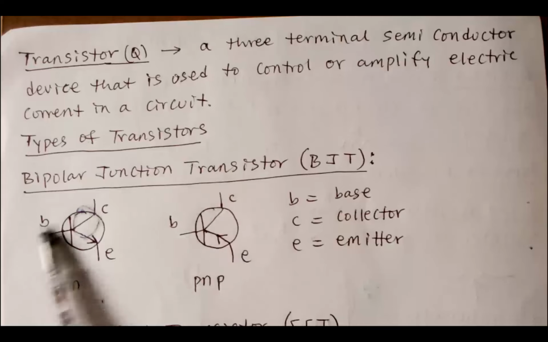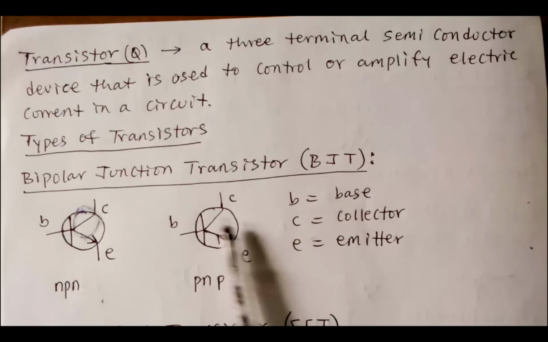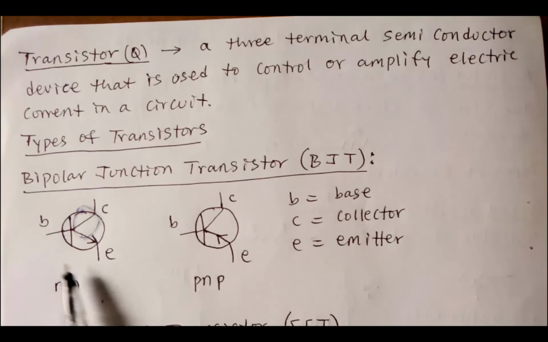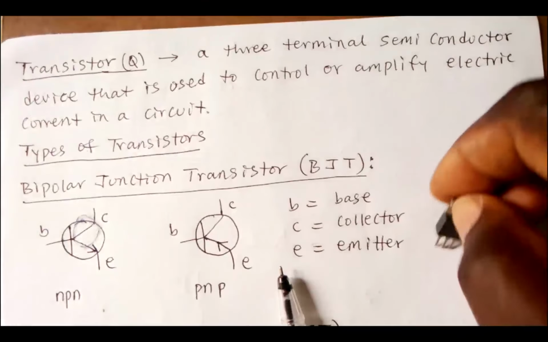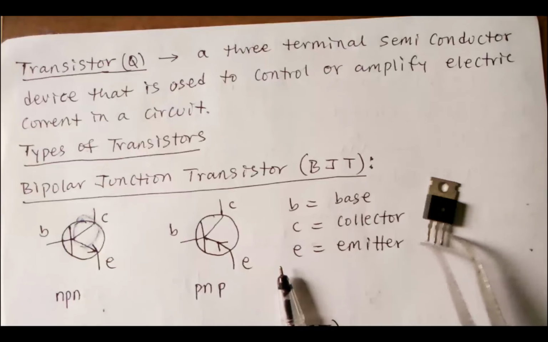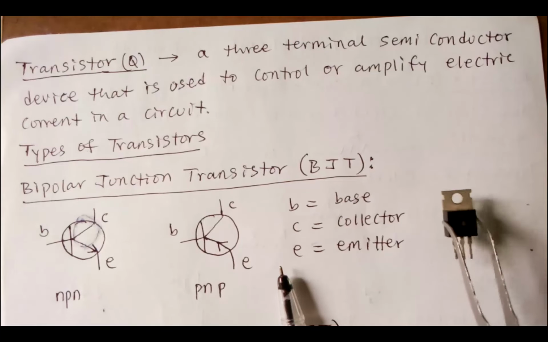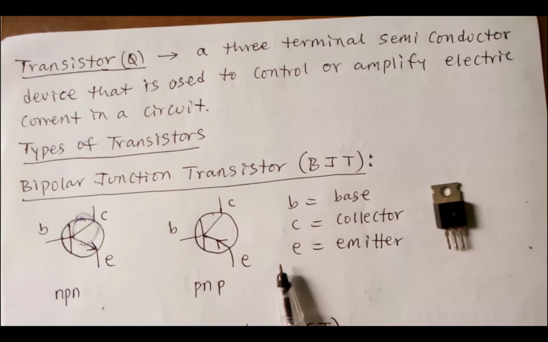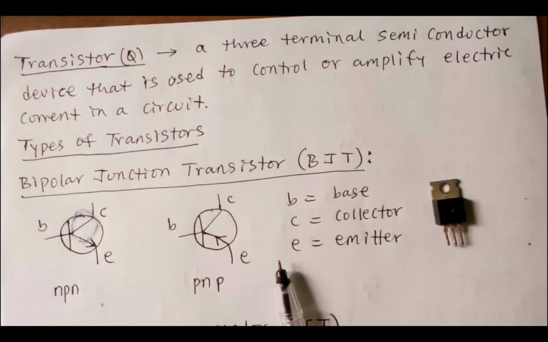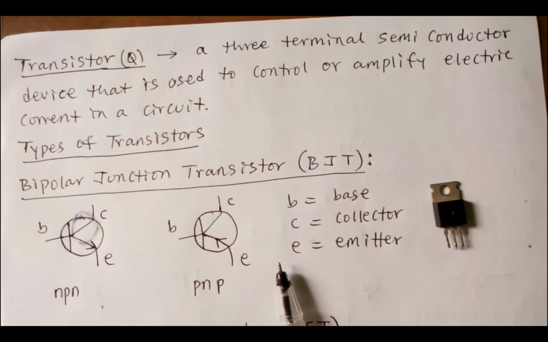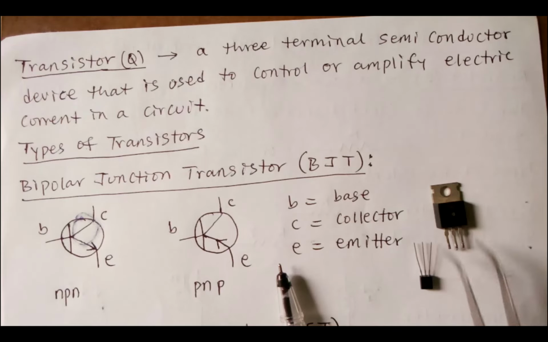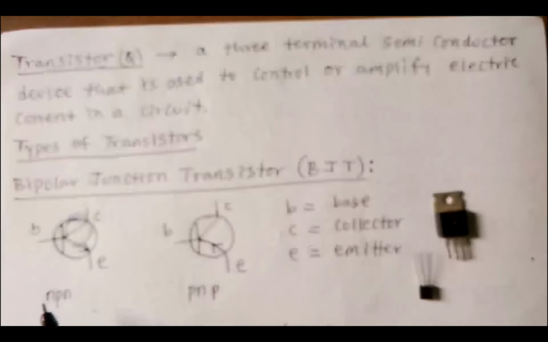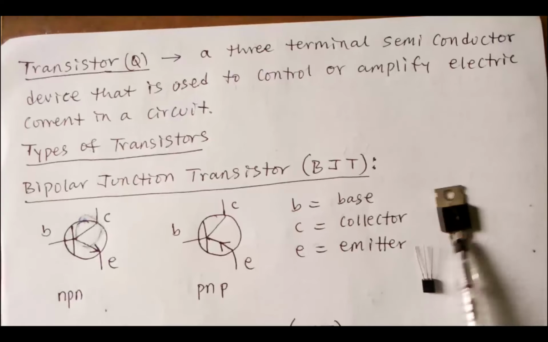Types of transistors. We have the bipolar junction transistor, BJT. You can see their symbols, the NPN and PNP. Let's take an example here. So this is an NPN transistor. We also have another. Let's check one other one here. This is also an NPN transistor. You can see them, some are very big, some are very small. So these are transistors. These two are NPN transistors.